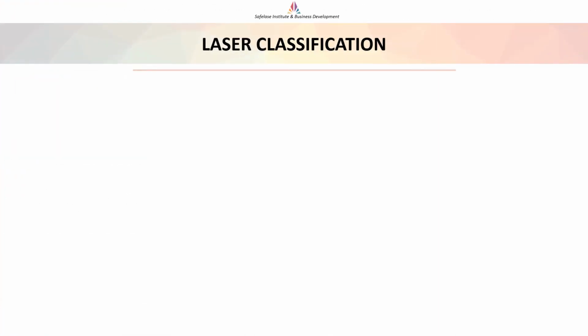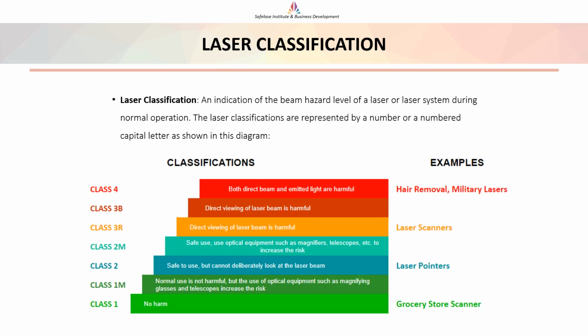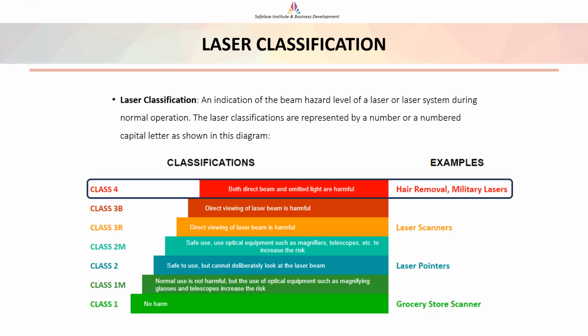Laser classification is an indication of the beam hazard level of a laser or laser system during normal operation. The laser classifications are represented by a number or a numbered capital letter as shown in the following diagram. Class 4 lasers are considered to be the most powerful in these classifications and consist of both direct beam and emitted light, which are harmful. These are used for laser hair removal and have military applications as well.